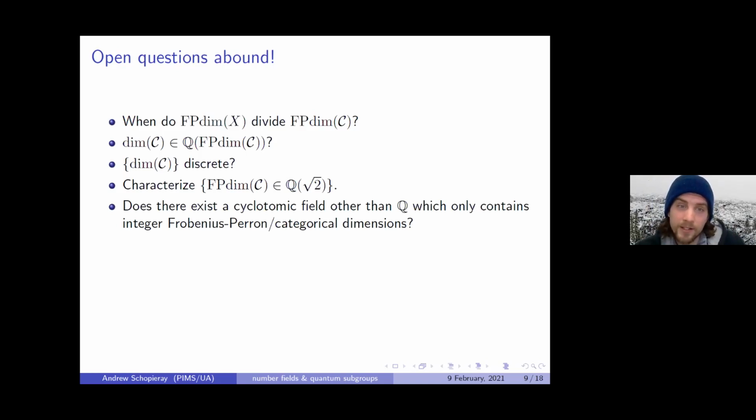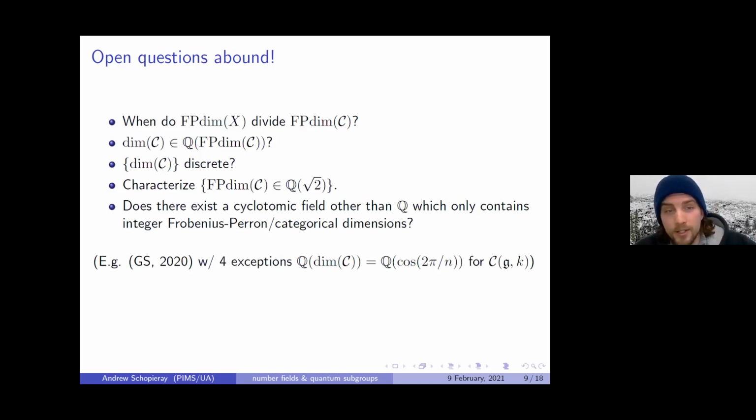So a more general question off of this is, does there exist some field which is sort of empty? Are these fields generated by dimensions all possible cyclotomic fields that you could imagine? Or can you find one where the only Frobenius-Perron or categorical dimensions have to be integers? An example of why this might be an interesting question is that through Terry's and my work on these WZW categories, we found that the fields generated by the global dimensions of these categories are very specific. For all of these categories, for all the algebras, for all positive integers, with exactly 4 exceptions, all of these fields look like Q adjoin cosine of 2 pi over some positive integer. They're very boring categories as far as number theory goes.